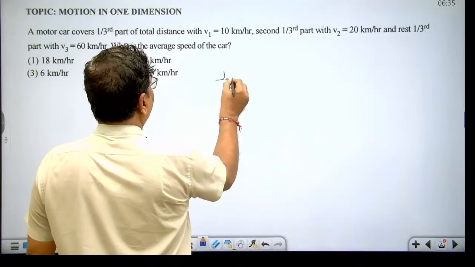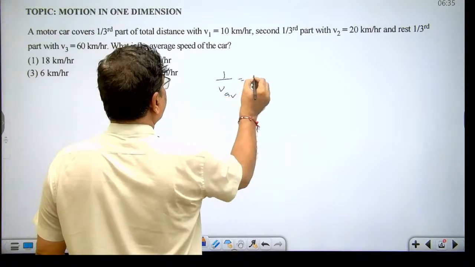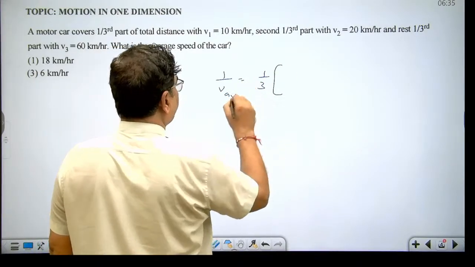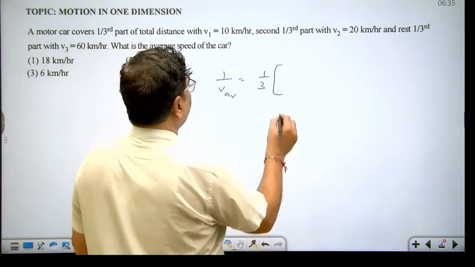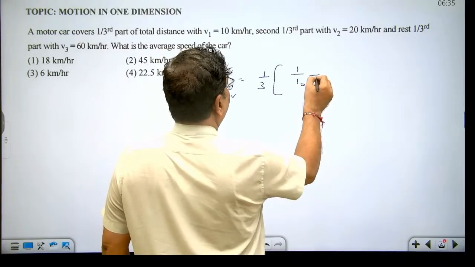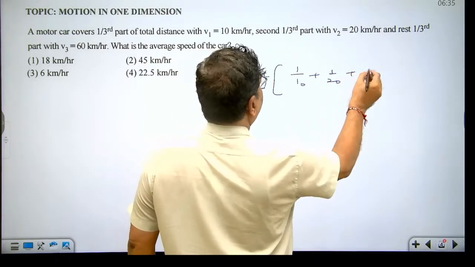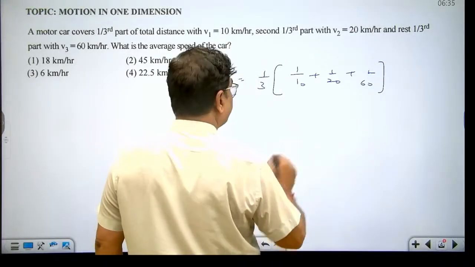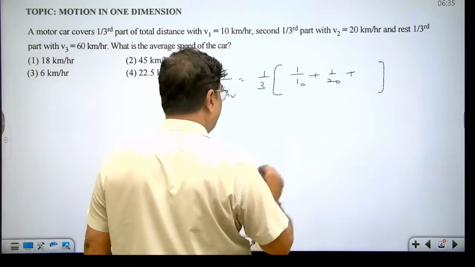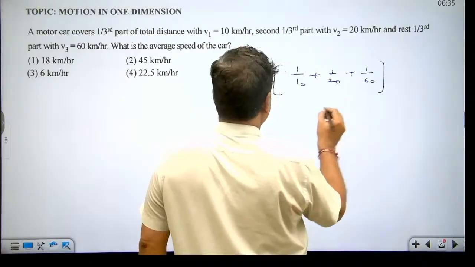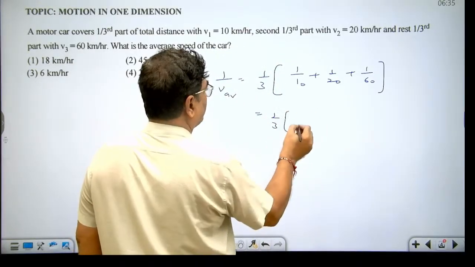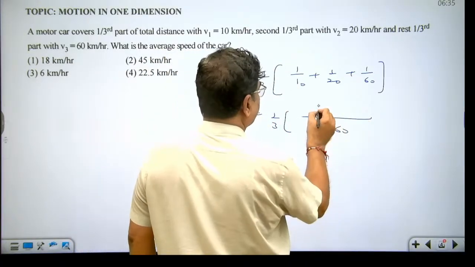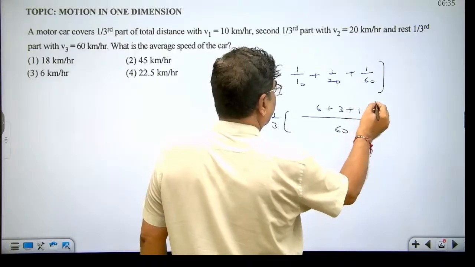When the same distance is traveled by a body with different speeds, then the average speed is the harmonic mean. So here the average speed is 3 divided by 1/10 plus 1/20 plus 1/60, because the journey is taking place in 3 parts. We can solve this easily and get the result. Let us take 60 as LCM. This is 6 plus 3 plus 1.